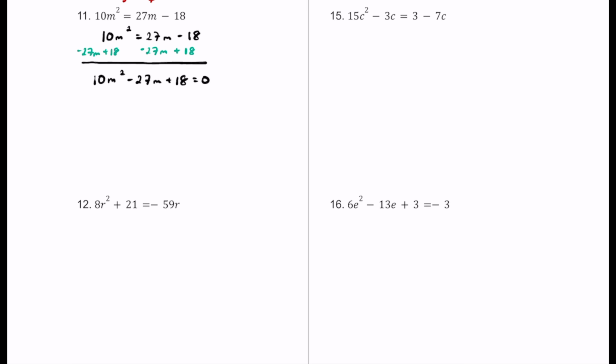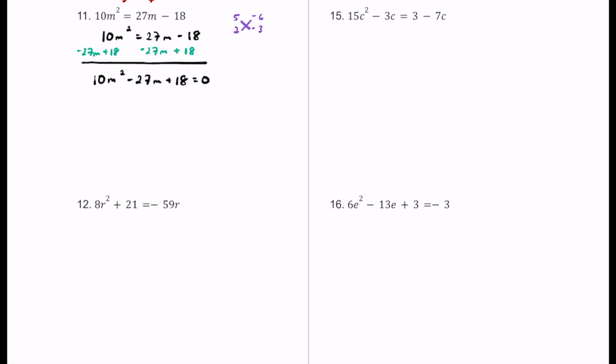Okay, I don't see any GCFs we can factor out, but let's go ahead and try to factor. So for 10, I'm thinking of maybe 5 and 2. That makes 10. And for 18, we need two negative numbers because of the negative 27 in the middle. So I'm thinking maybe 6 and 3. Right, we need two negatives here. So if we go across, that's negative 30 and negative 6. That makes negative 36. If we go diagonal, it's negative 15 and negative 12. Negative 15 and negative 12 do make negative 27, so that's our correct pairing.